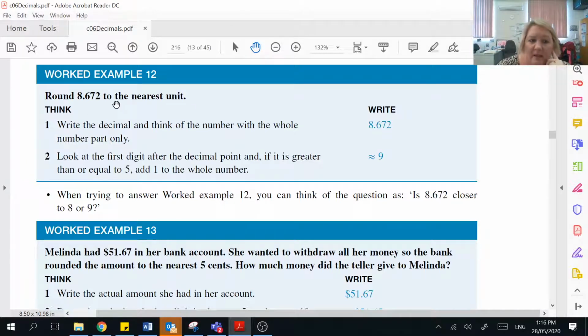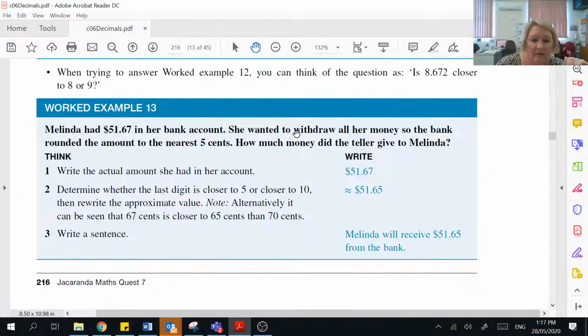So if we're rounding 8.672 to the nearest unit, then we're just looking at the stuff before the decimal point. So we're just looking at this part of the question here. If I have a look at the next number, is it 5 or above? Well, it's a 6, so it is. So that number is going to change this number from an 8 to a 9. So we have 9 units.